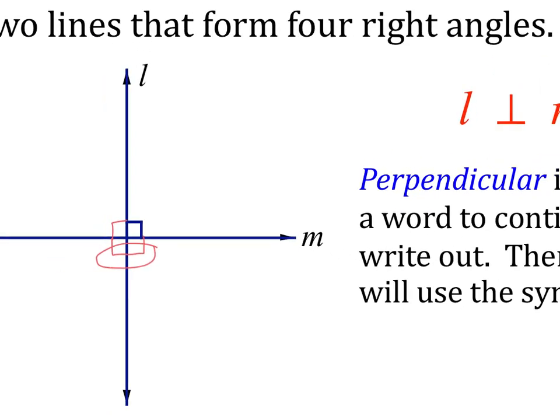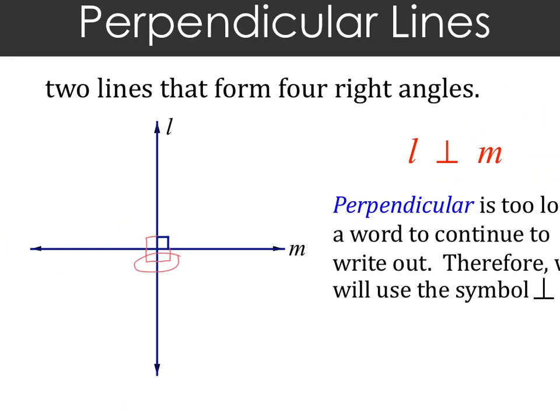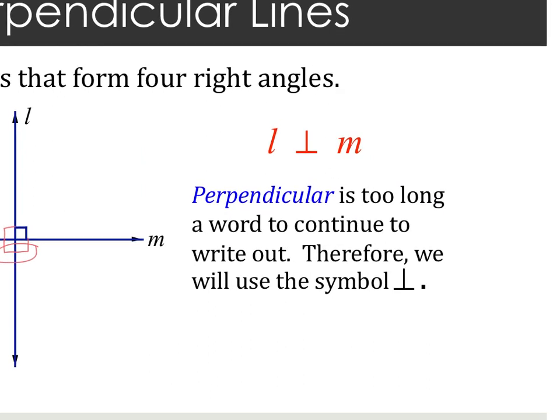Next thing is, because perpendicular is such a long word, we don't write it all the time. The symbol for perpendicular is this upside down capital T. Okay, that is the perpendicular symbol. So when you see this, the way you would read that out loud is L is perpendicular to M.